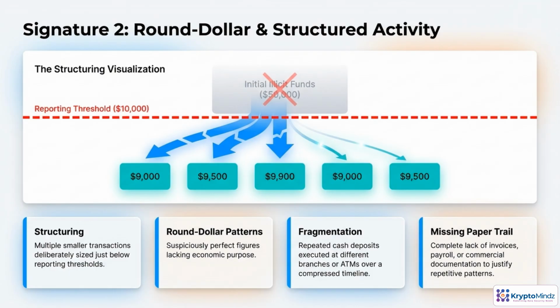Round dollar and structured activity is about engineering transactions to avoid automatic reporting. Instead of one large cash deposit that crosses a threshold, the customer breaks it into multiple deposits just under that limit, often in neat numbers like 9,000 or 9,900. These may be spread across branches, channels, or days, but still form a clear pattern. When you see repeated sub-threshold deposits with no convincing invoices, contracts, or payroll records, you should immediately consider possible structuring.